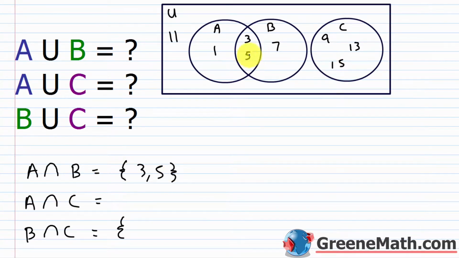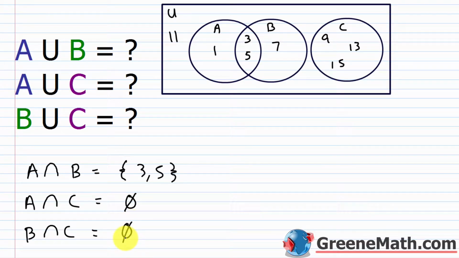There is no overlap. Those two sets are called disjoint sets. They have no elements in common. And so this right here would be the null or empty set, right? Because this set contains no elements, because there are no elements that are common between set A and set C. Same thing goes for the intersection of B and C. You would put the symbol for the null or empty set.